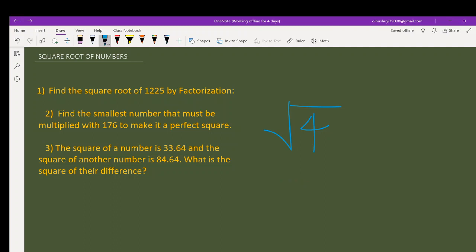This can be written again as what number to multiply repeatedly that will give you 4. That is 2 times 2, and that can be written as 2 raised to the power of 2. Do you see this? Raised to the power of 2. So this cancels this. So our answer is 2, because square root and squares cancel out each other.